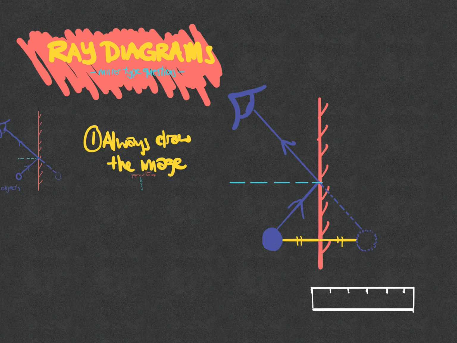So what are the steps I would say? If I were to recap, always draw the image. After you draw the image, I would draw a ray from image to eye. And that was what I did over here. I must remember, straight line from here to the eye, and whatever's behind the mirror must be dotted because it's not really there. That's virtual.